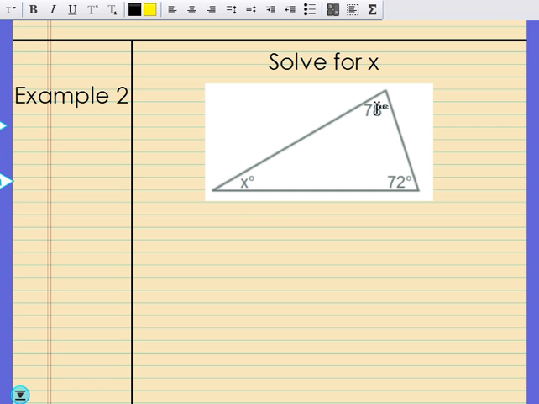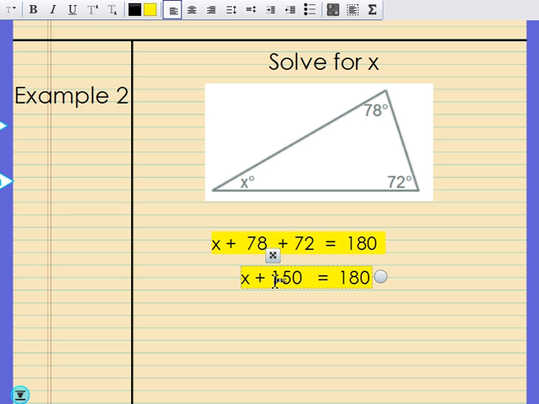Okay, one more example. Let's say we have a triangle that looks like this, and we're missing this angle. So again, because it is a triangle, all of these angles add up to 180. So we have x plus 78 plus 72 is equal to 180. We see two numbers together that we can add, so we can do that first. 78 plus 72 is 150.